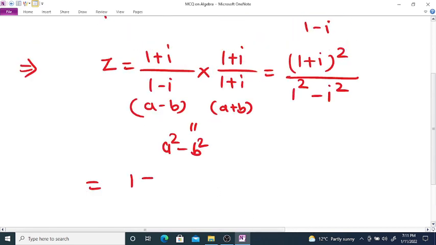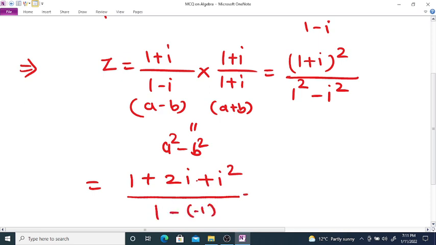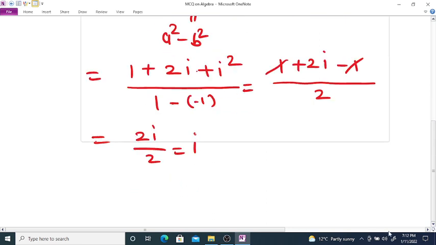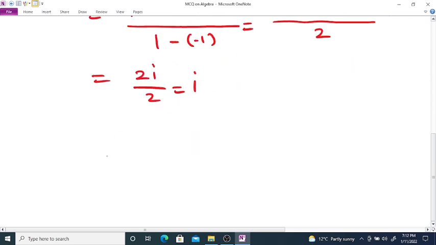Now (1 plus i) square is equal to 1 plus 2i plus i square, divided by 1 minus i square, where i square is minus 1. So it is equal to 1 plus 2i plus i square, which is minus 1, divided by 2. So the plus 1 and minus 1 get cancelled, and it is 2i divided by 2, which is equal to i. So the given complex number z is equal to i. That is, we write the given complex number in standard form.